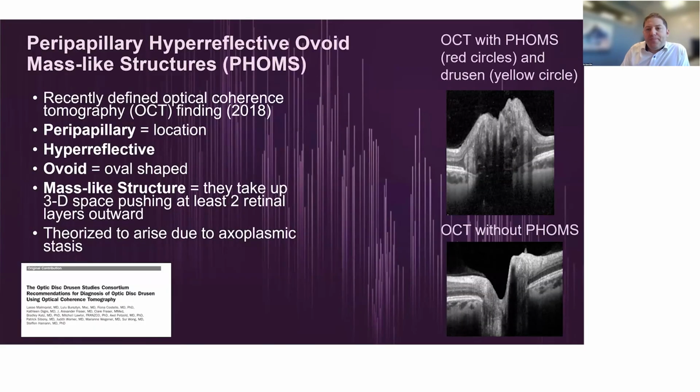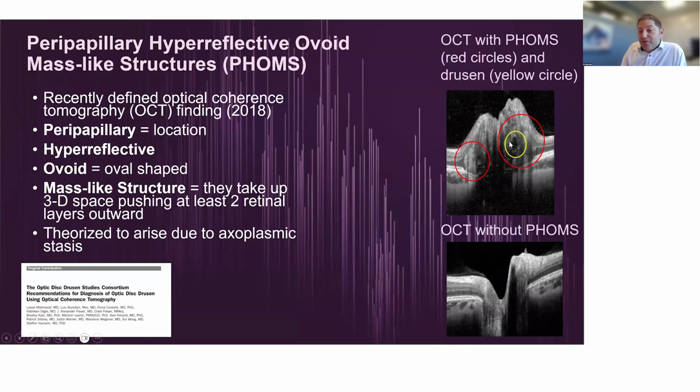So what is a PHOM? So until about 2018, it was thought that PHOMS were drusen precursors, but that's been disproven. They are peripapillary, hyperreflective, ovoid, mass-like structures. So their name describes exactly what they are. Peripapillary, they're around the optic nerve. You can see them in the red circles here. So they're kind of like a donut, or toroidal is another word that people use for it, around the optic nerve. They're thought to represent axoplasmic stasis. And they are hyperreflective, not hyporeflective, like I was talking about with drusen.